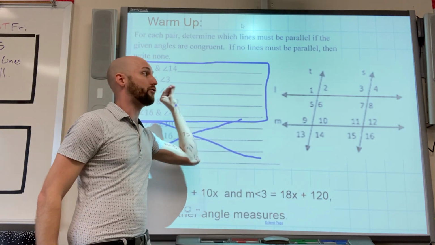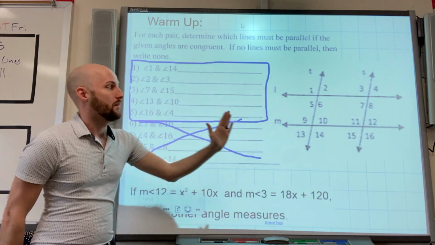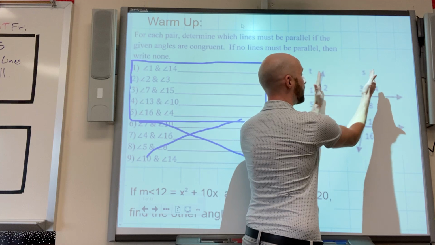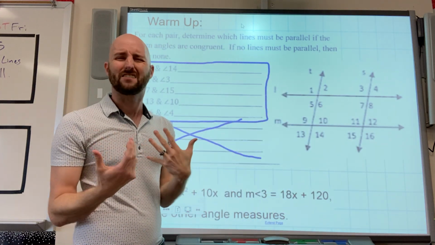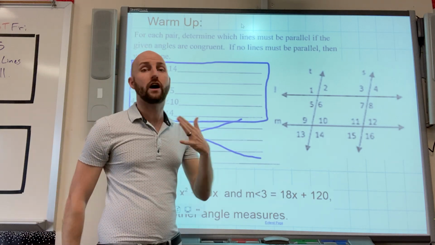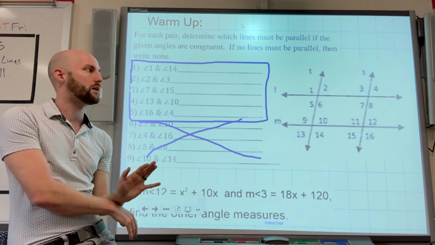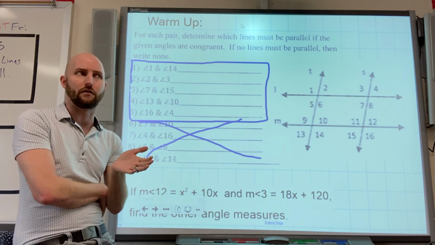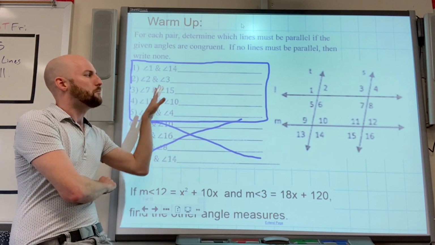So if these angles are known to be congruent, does that mean that either the TS pair are parallel, the LM pair are parallel, possibly both, or none, because it's not enough information to guarantee that it came from a parallel situation? Or I just think that it would mean that they definitely weren't parallel. I would still put none. So I just want you to practice that.